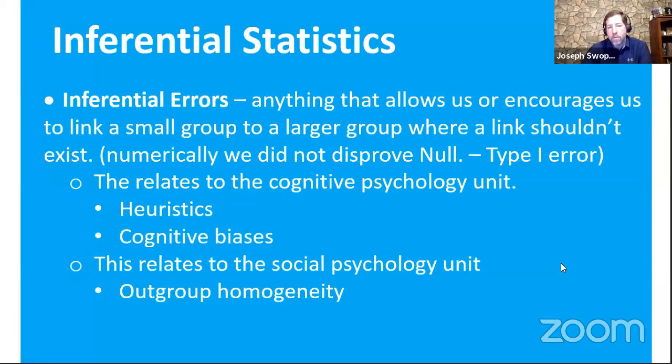Let's look at inferential errors. That's anything that allows us or encourages us to link a small group to a larger group when the link shouldn't exist. That means in statistics, numerically, we did not disprove the null. We call that a type 1. Think about that. We're still believing there's a relationship, a link between our small group and the large group, but there's not. That's type 1, or a false alarm.